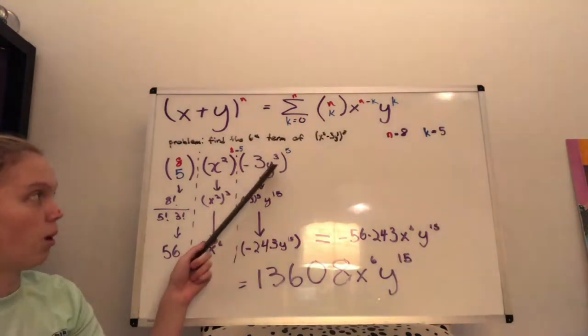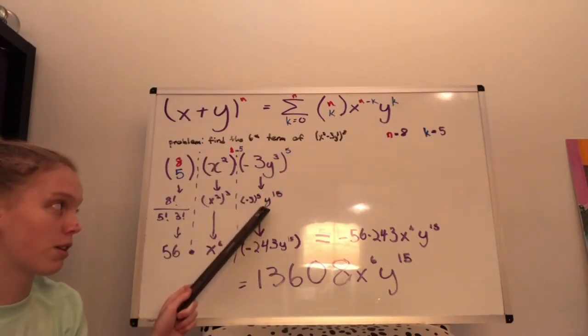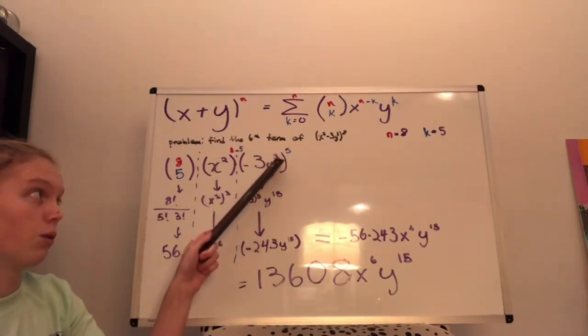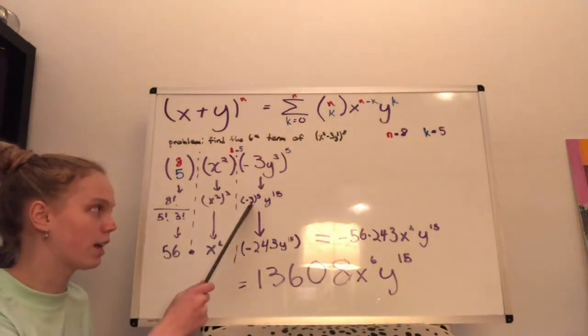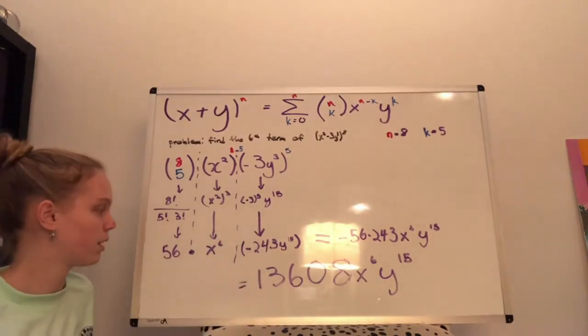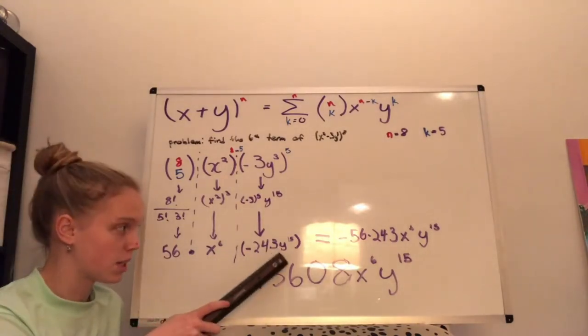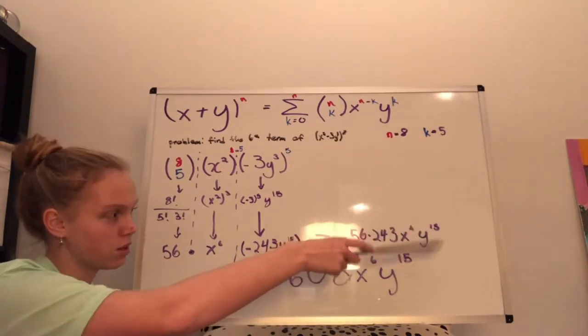Negative 3, y to the 3rd power to the 5th power. Well, we take negative 3 to the 5th power times y to the 3rd to the 5th, which is y to the 15th. Then we have negative 3 to the 5th power, which is negative 243. Then we multiply the 3 terms together, and we get negative 56 times 243 x to the 6th y to the 15th.